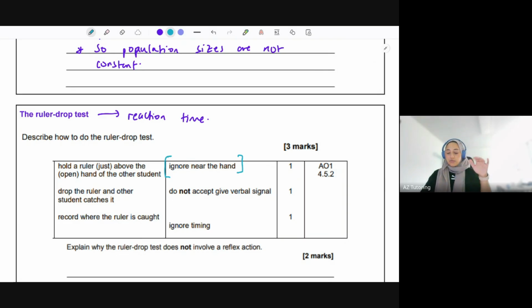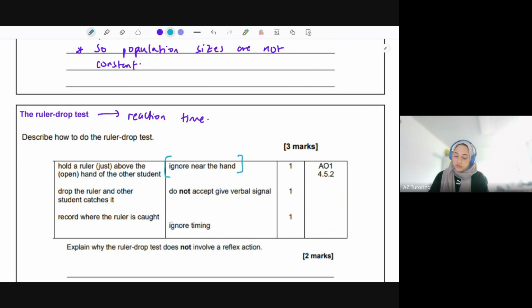Hold a ruler just above the open hand of the other student. You're going to drop the ruler and the other student's going to catch it. Do not give a verbal signal, because it's nothing about a verbal signal. You just want to see when does the student actually catch the ruler. So that's your second mark.